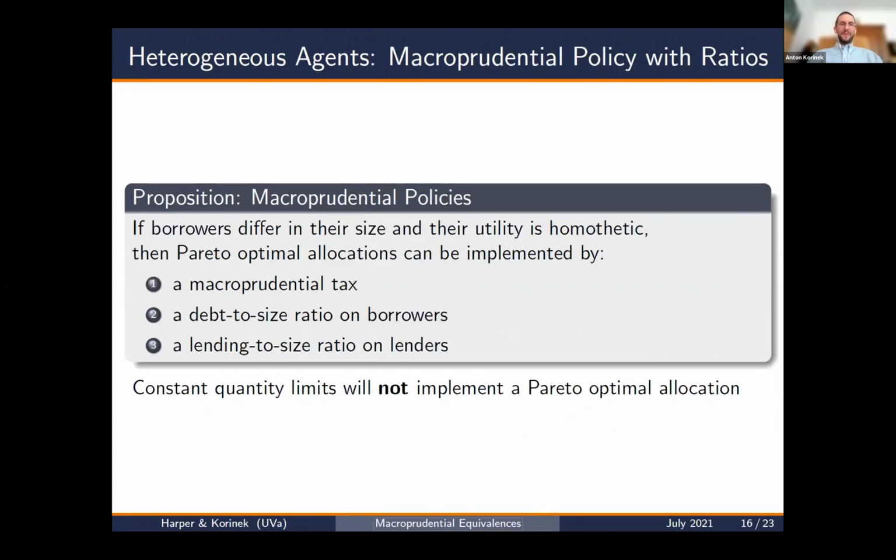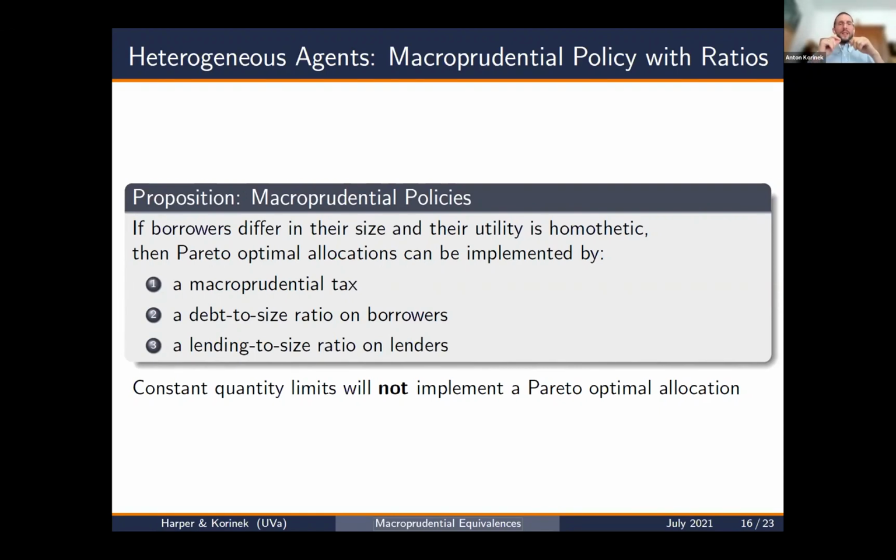So one proposition on this: if borrowers differ in their size and their utility is homothetic, then we can achieve these efficient allocations either by a macroprudential tax, a debt to size ratio on borrowers, and lending to size ratios on lenders. And of course, if we had a constant quantity limit, this would not implement a Pareto optimal allocation anymore in this type of setting.